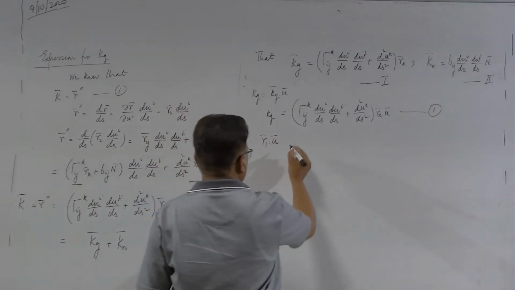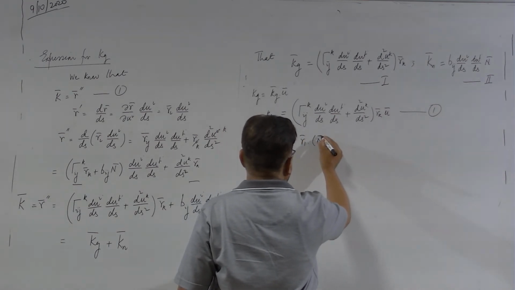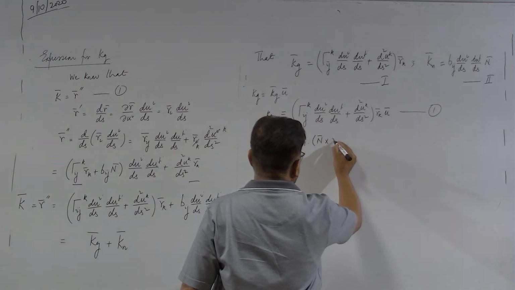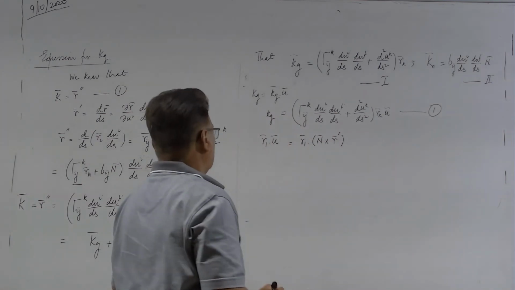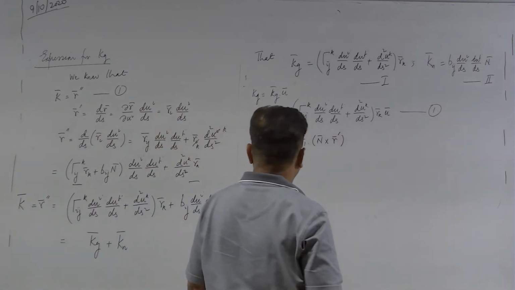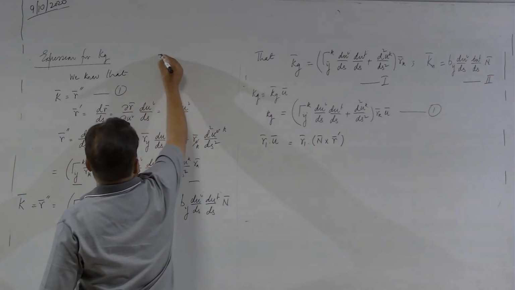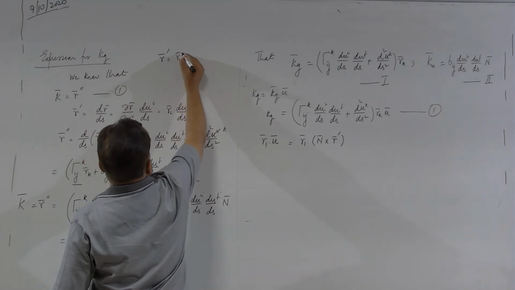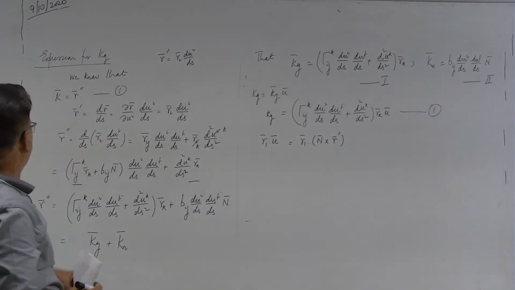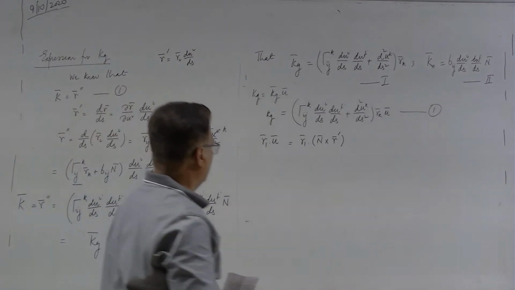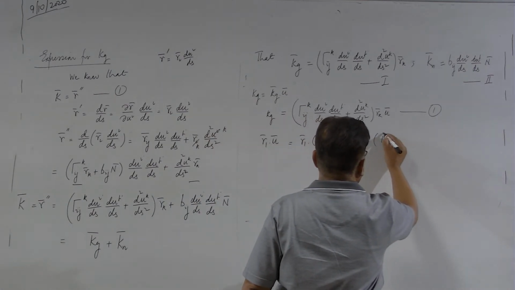R1 dot u means R1 dot, what is u? U is n cross t, and t is r dash. And what is r dash? R dash, I had written in the beginning, is r_i du_i over ds. So it should be R1 dot n cross.